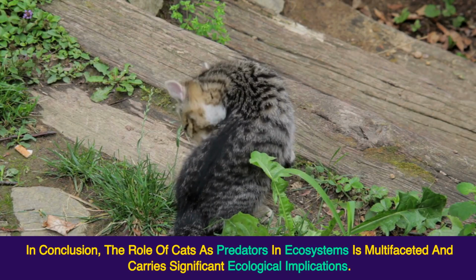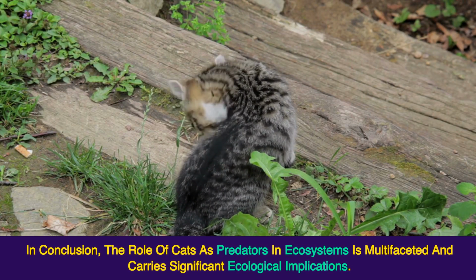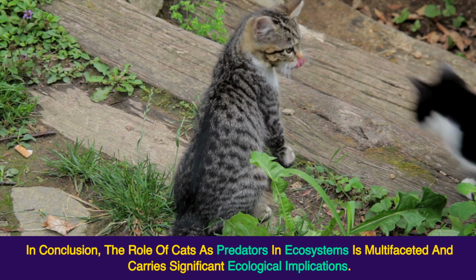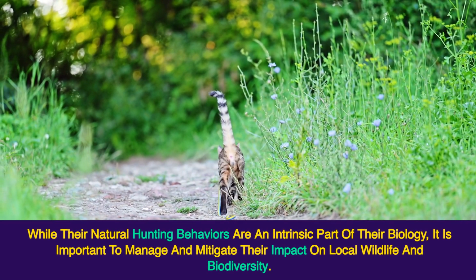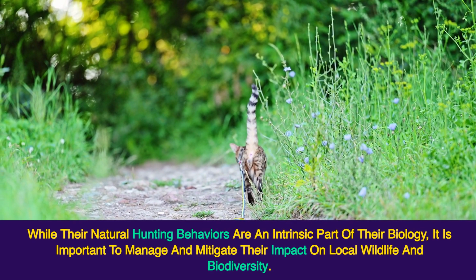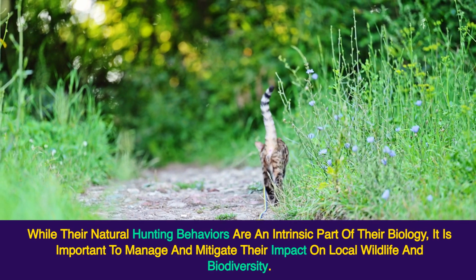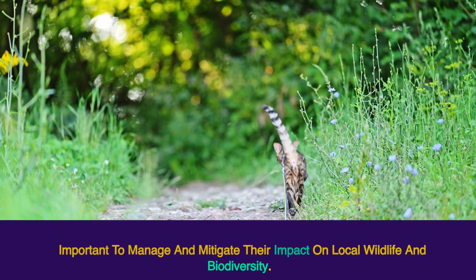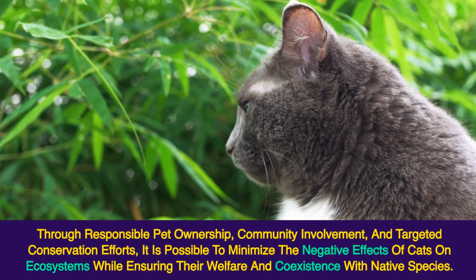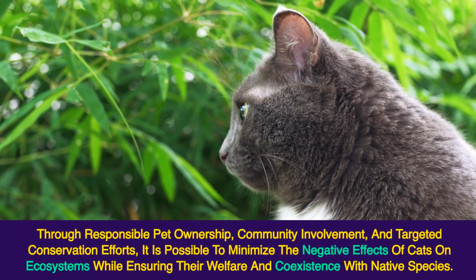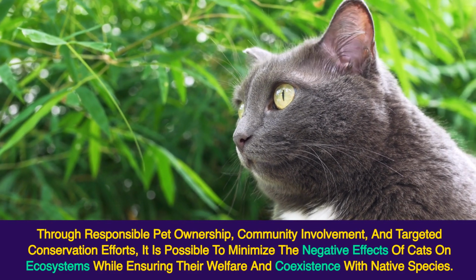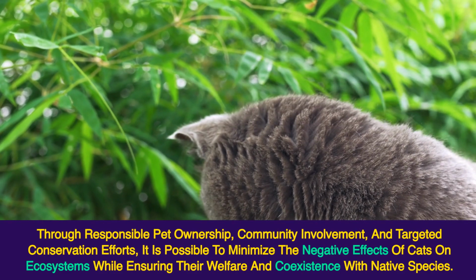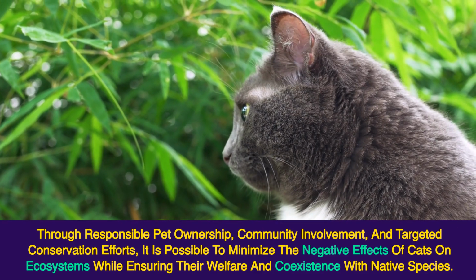In conclusion, the role of cats as predators in ecosystems is multifaceted and carries significant ecological implications. While their natural hunting behaviors are an intrinsic part of their biology, it is important to manage and mitigate their impact on local wildlife and biodiversity. Through responsible pet ownership, community involvement, and targeted conservation efforts, it is possible to minimize the negative effects of cats on ecosystems while ensuring their welfare and coexistence with native species.